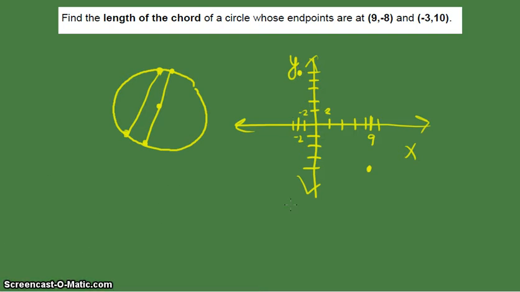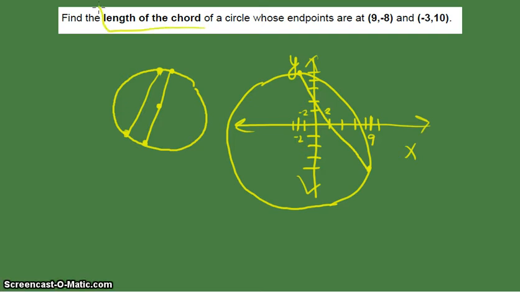Okay, so a circle contains this chord. So this is the chord, and there are many possible circles that can contain this chord. An example would be this circle. This is not a perfect circle, but the point is this chord is in the circle. But what we just want to find here is the length of the chord, which is basically the distance between these 2 points.